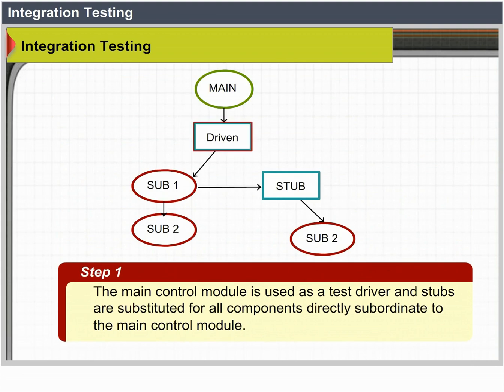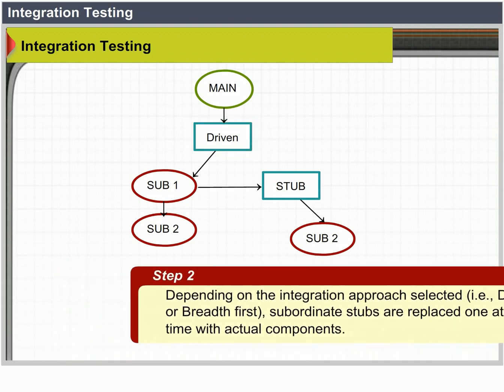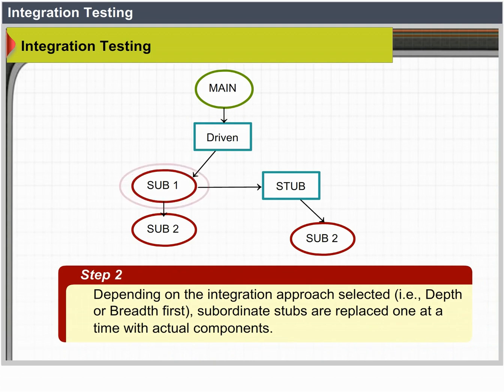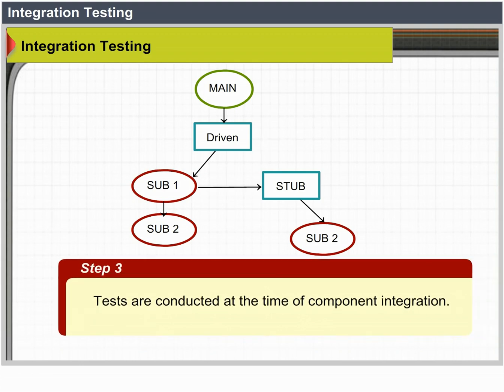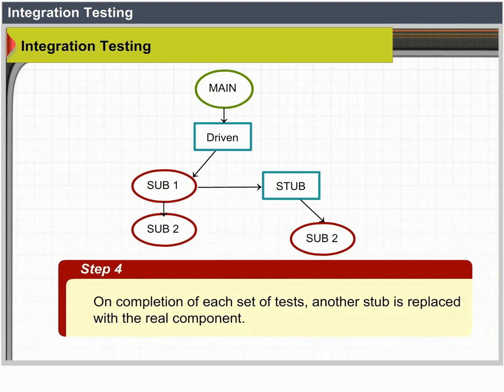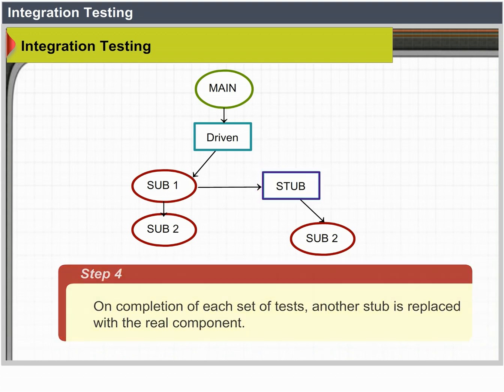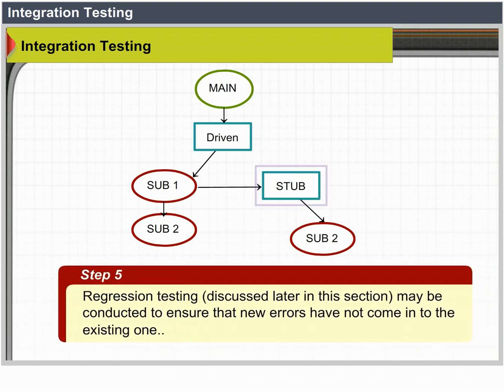Step 1. The main control module is used as a test driver and stubs are substituted for all components directly subordinate to the main control module. Step 2. Depending on the integration approach selected, depth or breadth first, subordinate stubs are replaced one at a time with actual components. Step 3. Tests are conducted as each component is integrated. Step 4. On completion of each set of tests, another stub is replaced with a real component. Step 5. Regression testing.